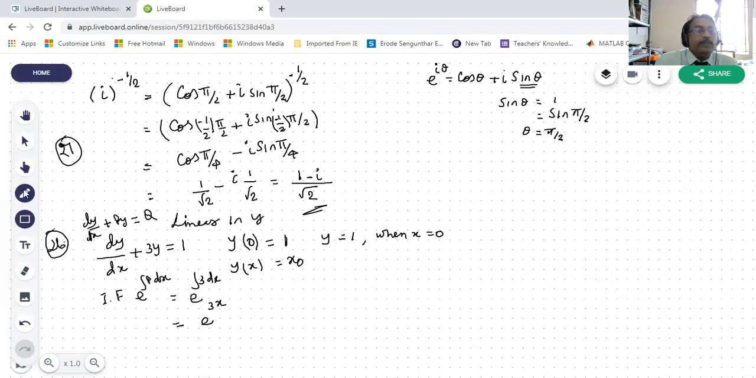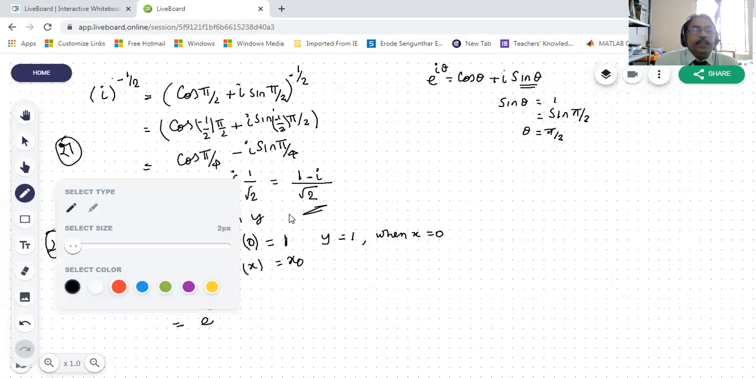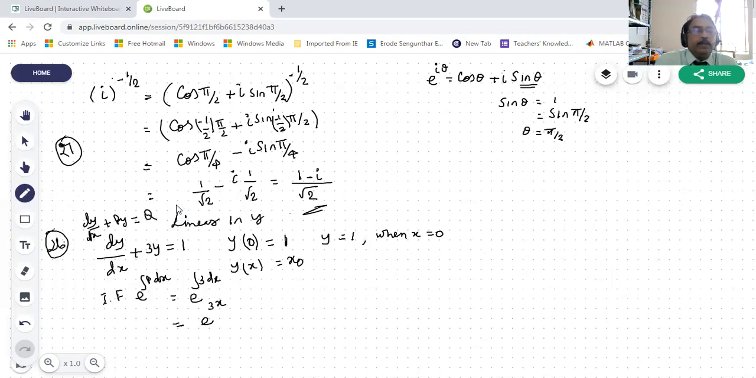This is linear in Y. What is the solution? I will write the solution now, don't worry. The solution goes like this: Y into e power integral p dx, e power 3x.